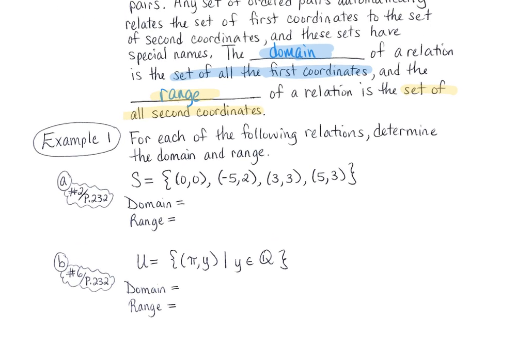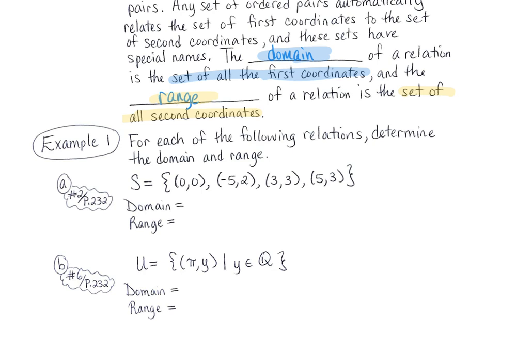Okay. So, for each of the following relations, determine the domain and the range. So here, S is equal to the set of all ordered pairs (0, 0), (negative 5, 2), (3, 3), and (5, 3). We want to identify the domain and the range. I'll do B with you because B may look a little bit more challenging than the first one, just because of the way it's written. Then I want you to discuss A and do A up here.